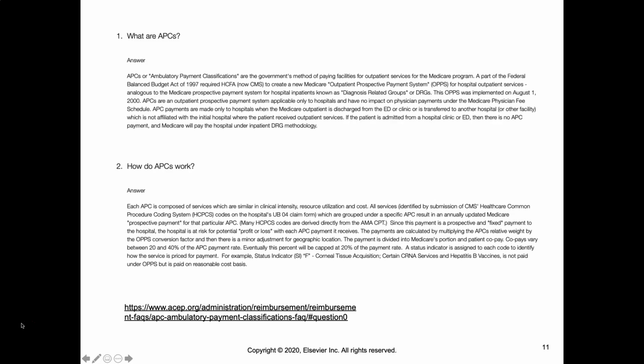And outpatient also includes observation care, it includes the ED, it includes the clinics, that type of thing. So even though it's here under hospital billing, it also includes ASC, so keep that in mind.